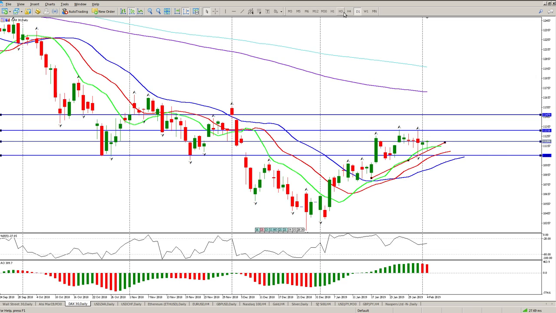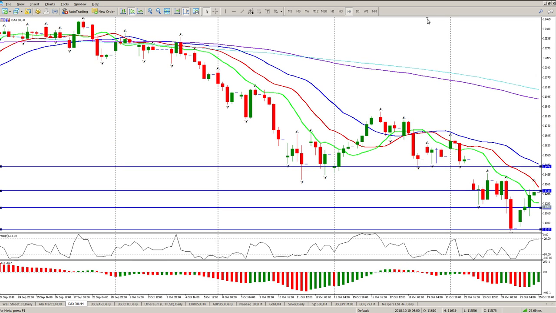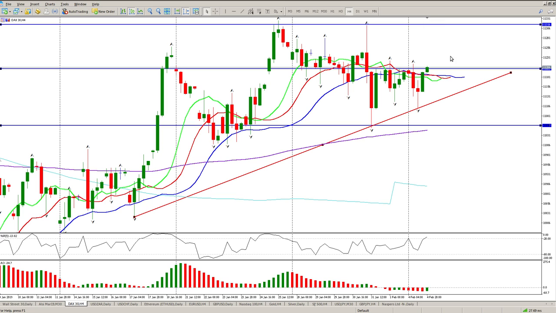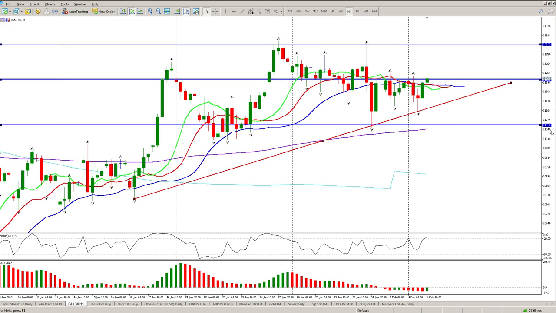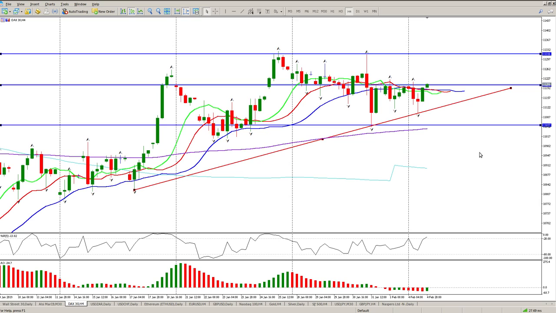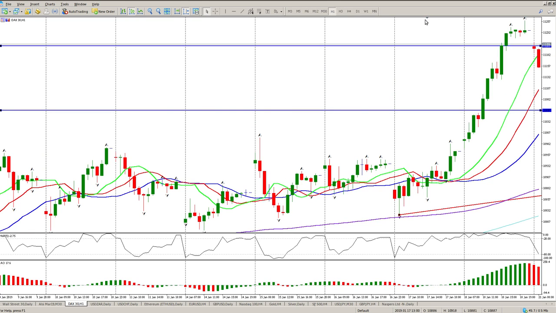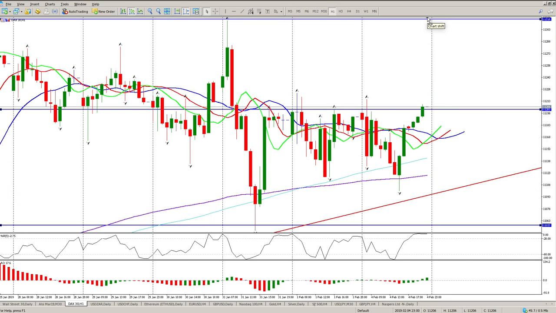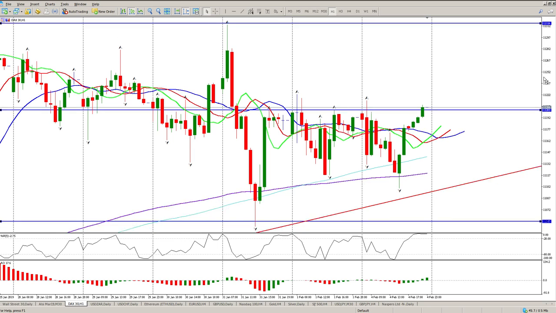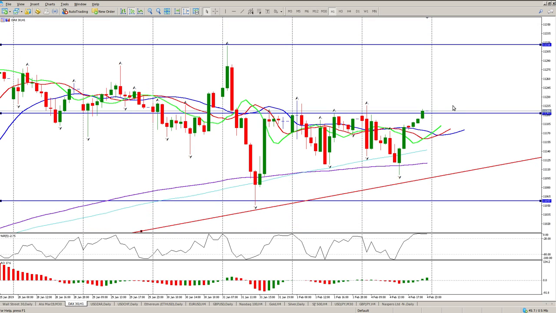Okay, the daily is way up there, 4 hour. And the 4 hour is all the way down here. Okay, so that's not playing any role in what's going on at the moment, and not even on the hour. Okay, so technically I would say wait for a pullback and trade this to the upside.